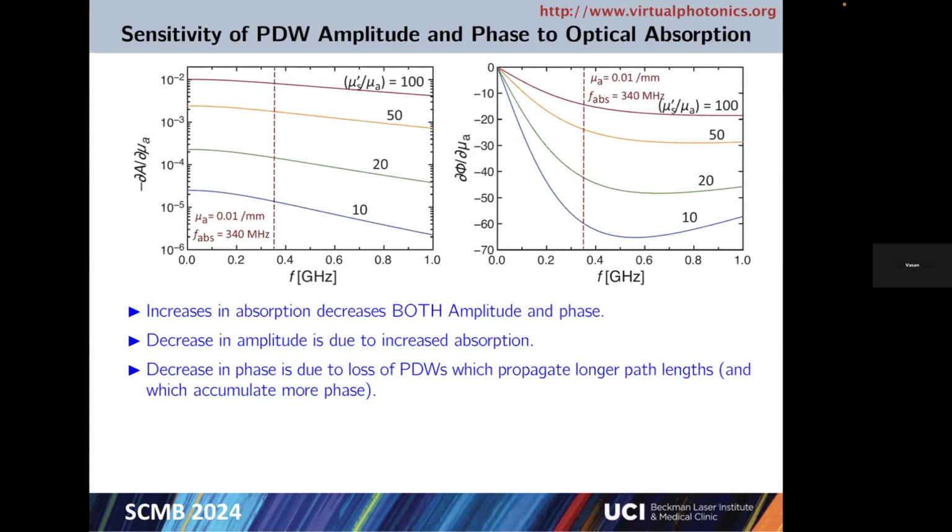Okay, and now I plot direct sensitivities. These are how does your amplitude change with absorption, and how does your phase change with absorption? So amplitude should go down as you increase absorption. That's why I have to put the negative here, because it's all positive numbers. You're going to have increased attenuation of your amplitude with increased absorption.